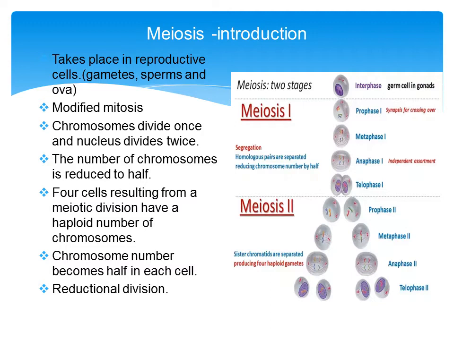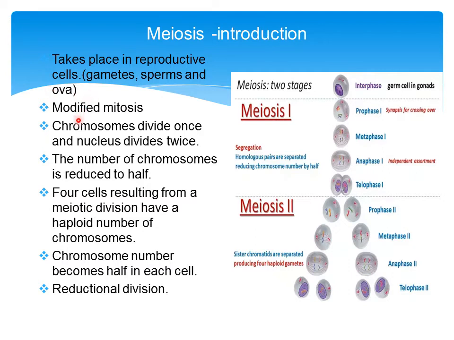Now here we have started with meiosis. It is a basic introduction. We will be discussing it in detail in the following lessons. All mitotic cell division takes place in somatic cells. Remember that. Now here we are starting with meiosis. It takes place in the reproductive cells like the gametes, sperms and ova.